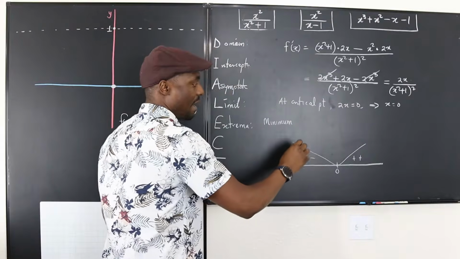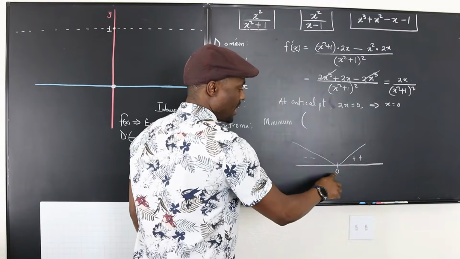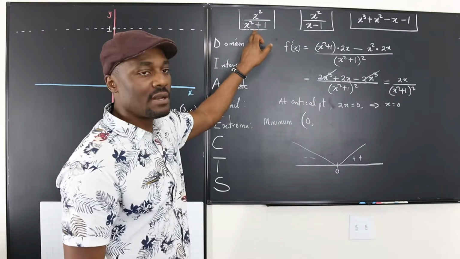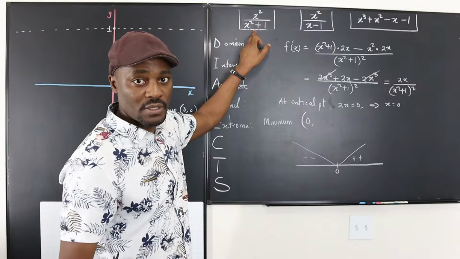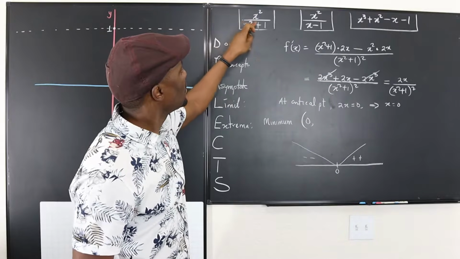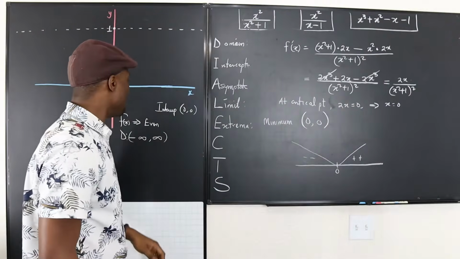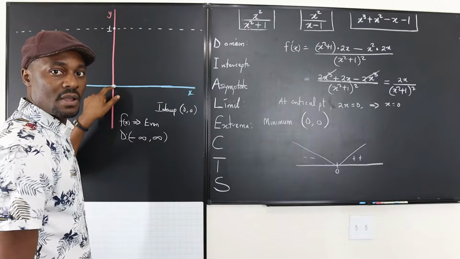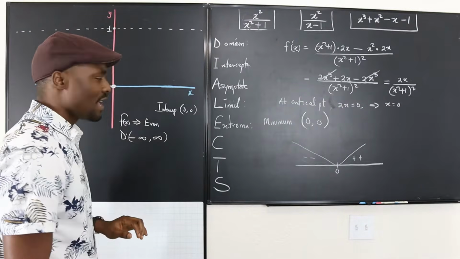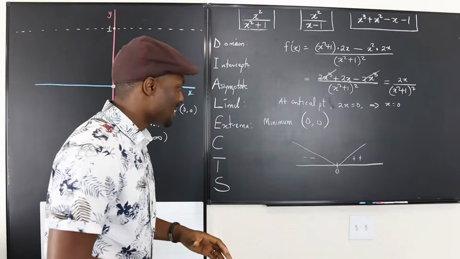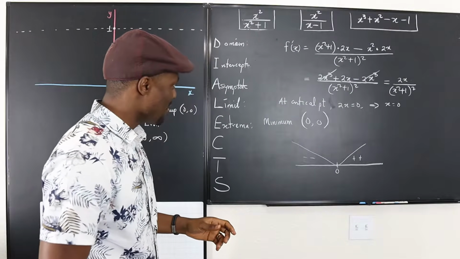Minimum happens at the point where x is 0. And what will y be when x is 0? You go back and plug in x here, so you know what the function will be. 0 over 0 plus 1 will give you 0. So this point (0, 0) is the minimum of the curve. Okay? Now our curve is beginning to shape up, because now the only thing we need to figure out will be the concavity.